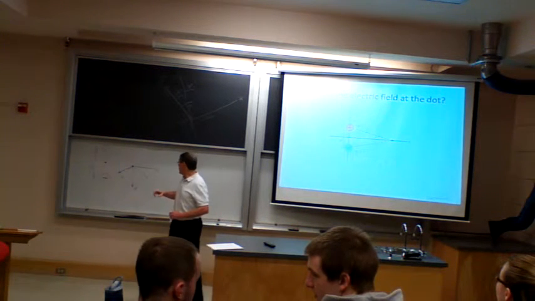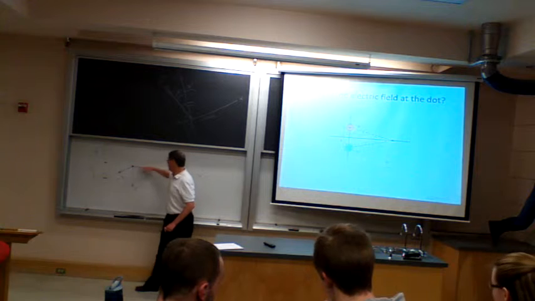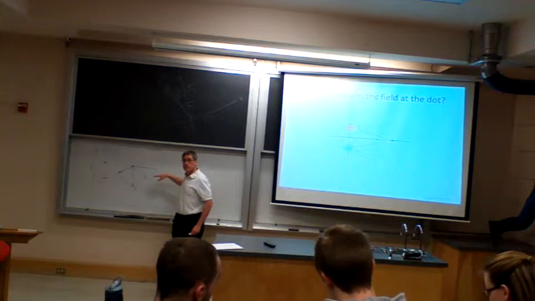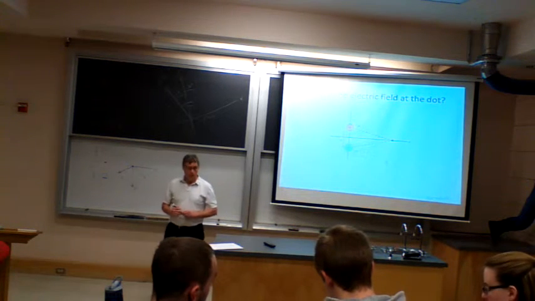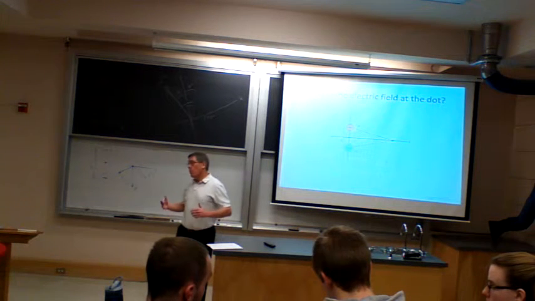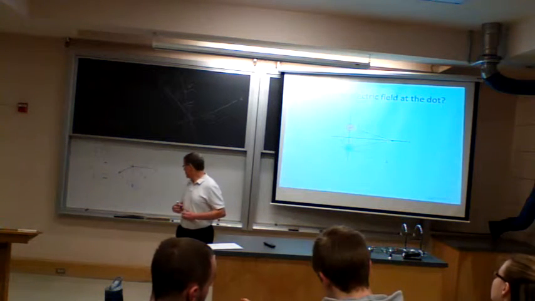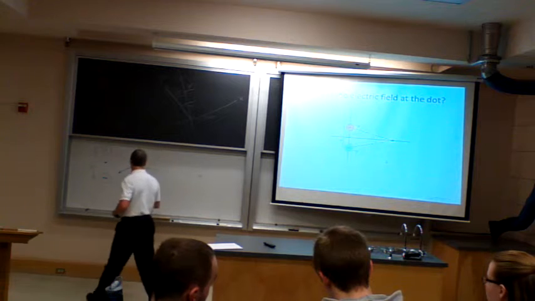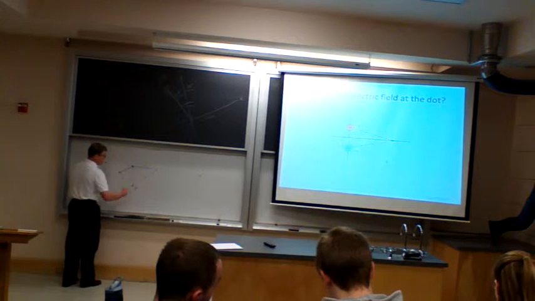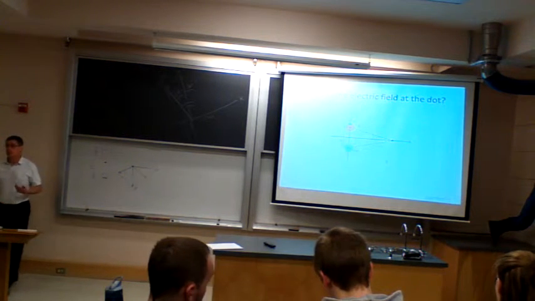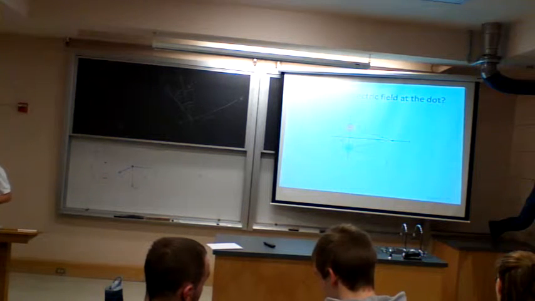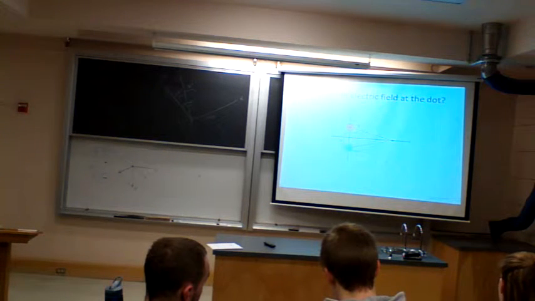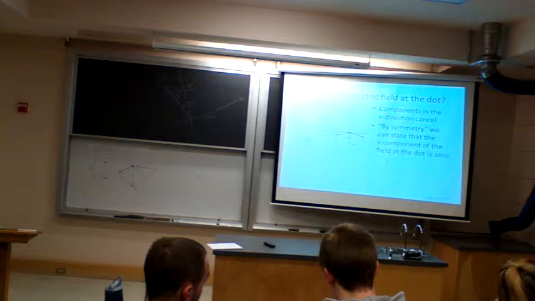So that's a good point. We're only talking about points on the x-axis. But again, by symmetry, we would not have to worry about the x components of those two fields. We could just find the y components, and say by symmetry, the x components cancel along the x-axis.